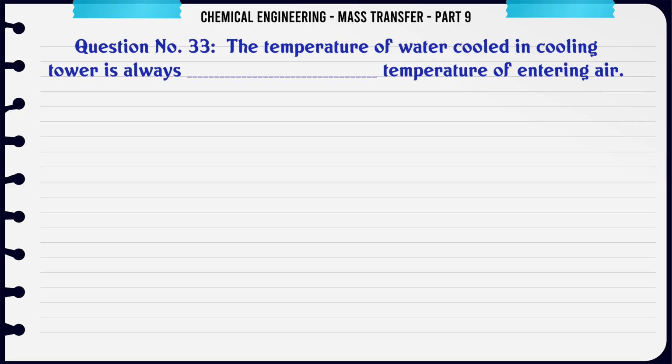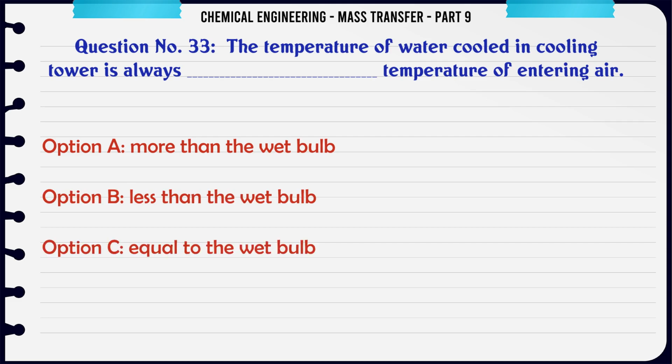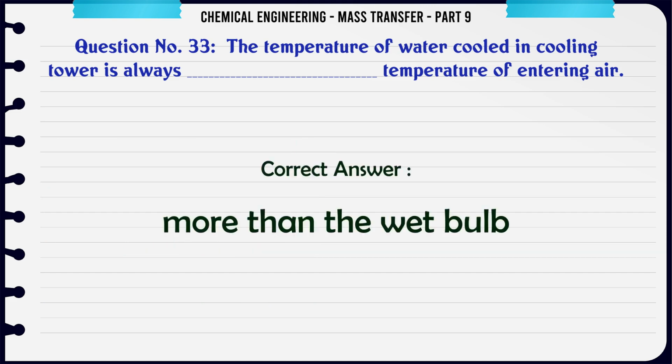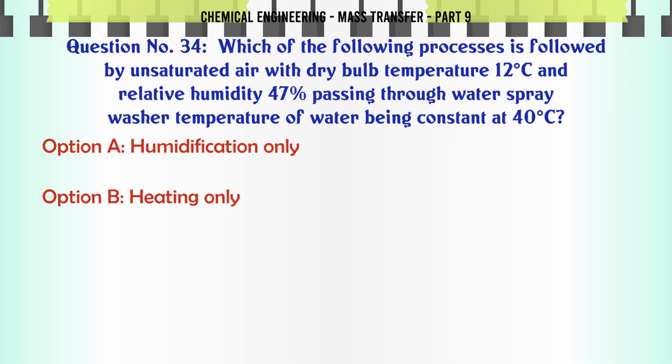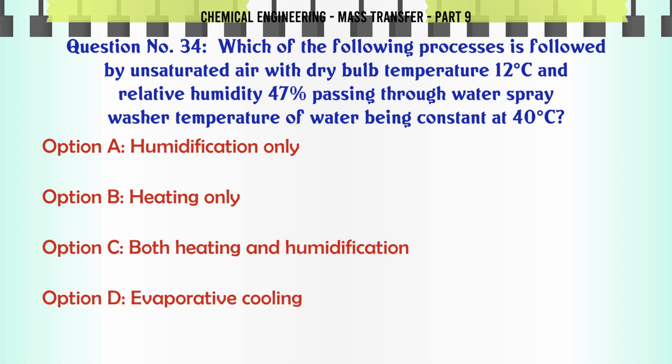The temperature of water cooled in cooling tower is always the temperature of entering air. A. More than the wet bulb, B. Less than the wet bulb, C. Equal to the wet bulb, D. Equal to the dry bulb. The correct answer is more than the wet bulb. Which of the following processes is followed by unsaturated air with dry bulb temperature 12 C and relative humidity 47% passing through water spray washer, temperature of water being constant at 40 C?